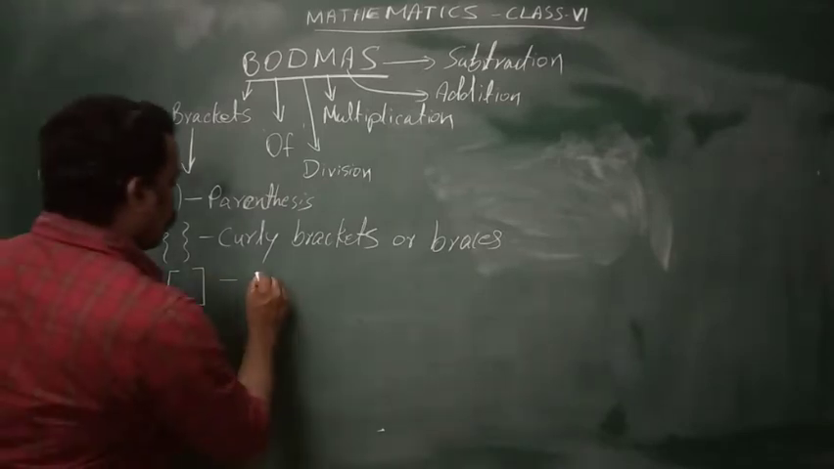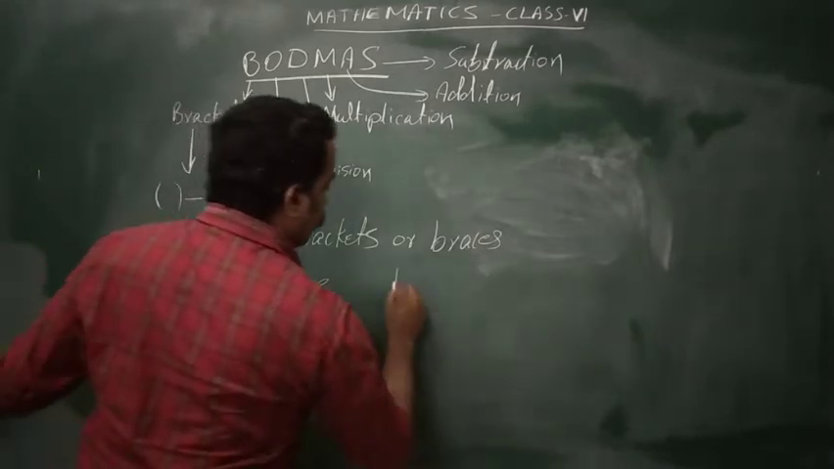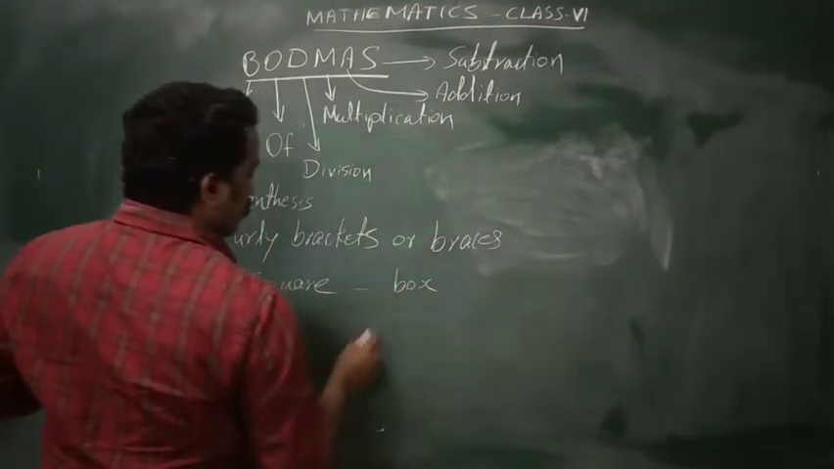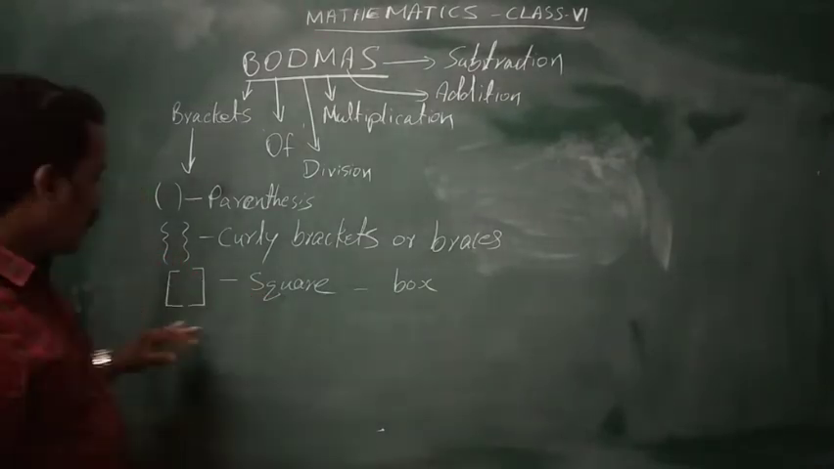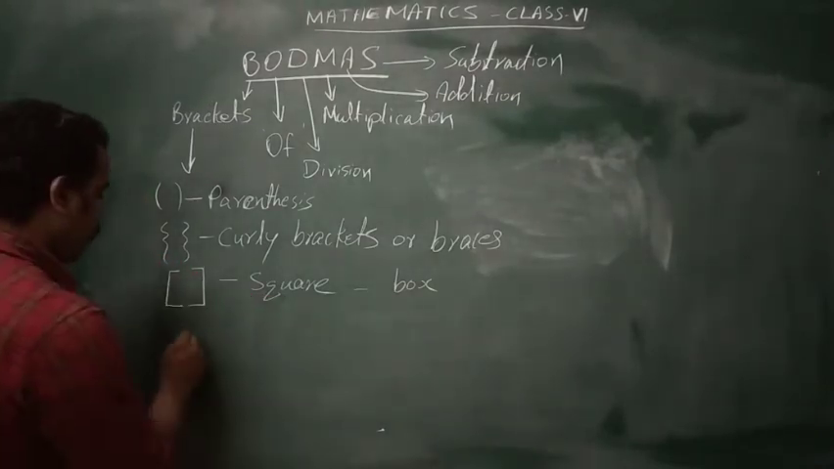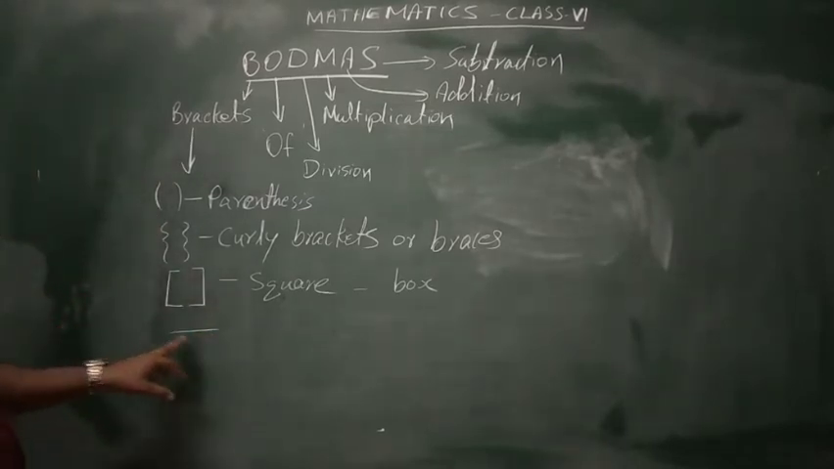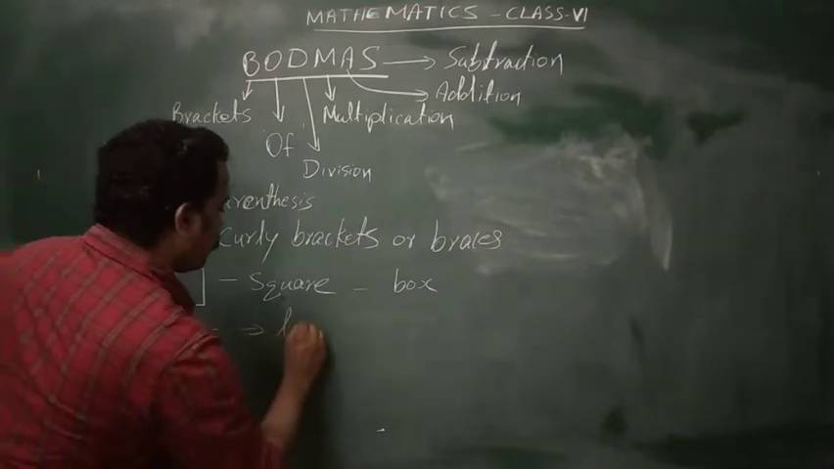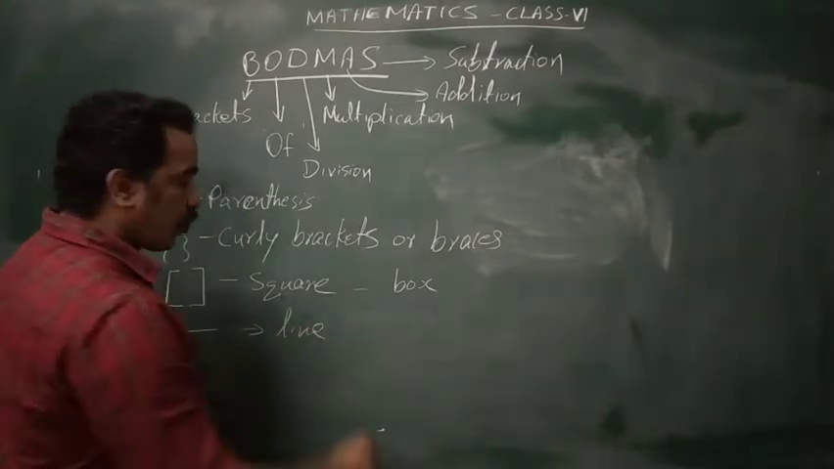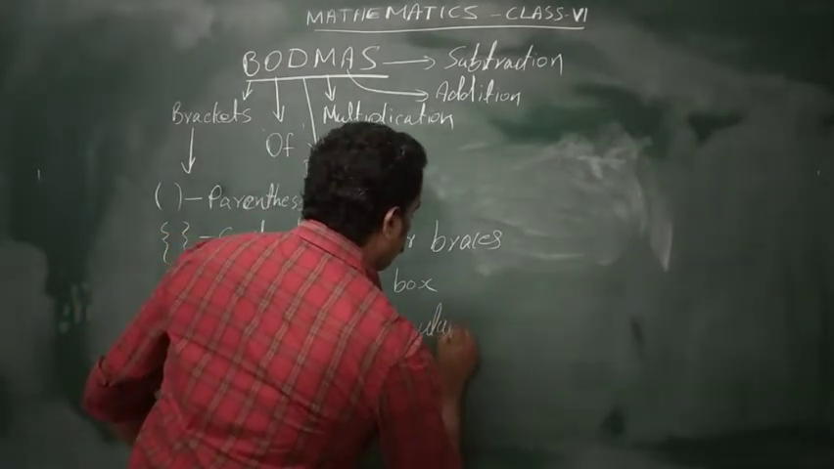And the next type of bracket. This bracket is called a square bracket or box. Square brackets or box bracket. And after that, there is one more type of bracket, that is a line bracket. This is called a line bracket. Line bracket or vinculum. Another name, vinculum.